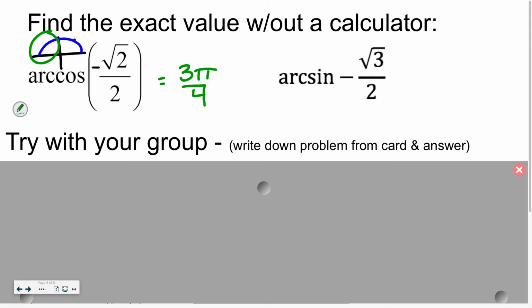Okay. All right, arc sine of negative square root 3 over 2. I'm picturing arc sines. Arc sines happen in quadrants 1 and 4. I always picture my half moon. Since the ratio is negative, would I be in quadrant 1 or quadrant 4 for that sine? I would be in quadrant 4, down there.